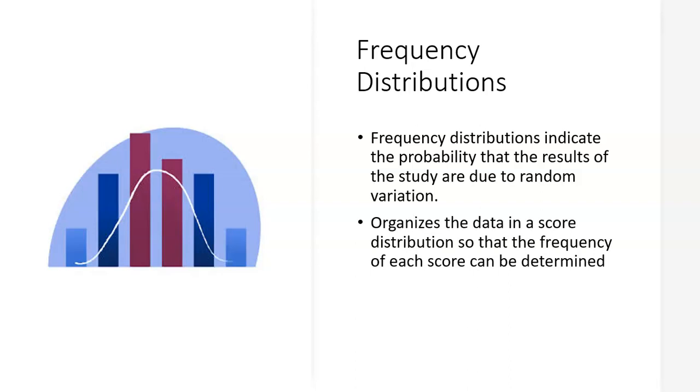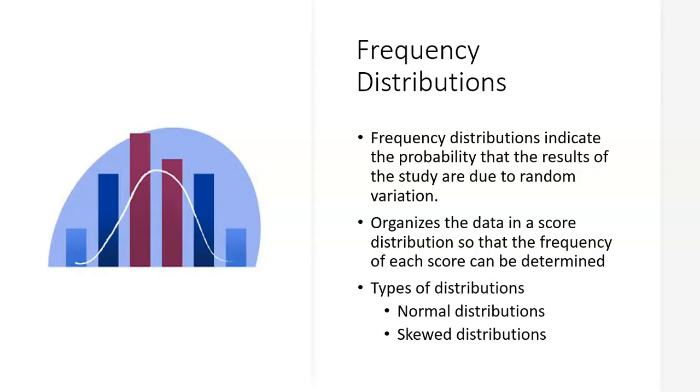What the frequency distribution does for us in terms of visual presentation is to organize the data in a way that allows you to determine the frequency of each score. So the most common scores are going to be clustered around the mean, around the center, and then they are typically going to become less common as you move farther and farther away from that mean.